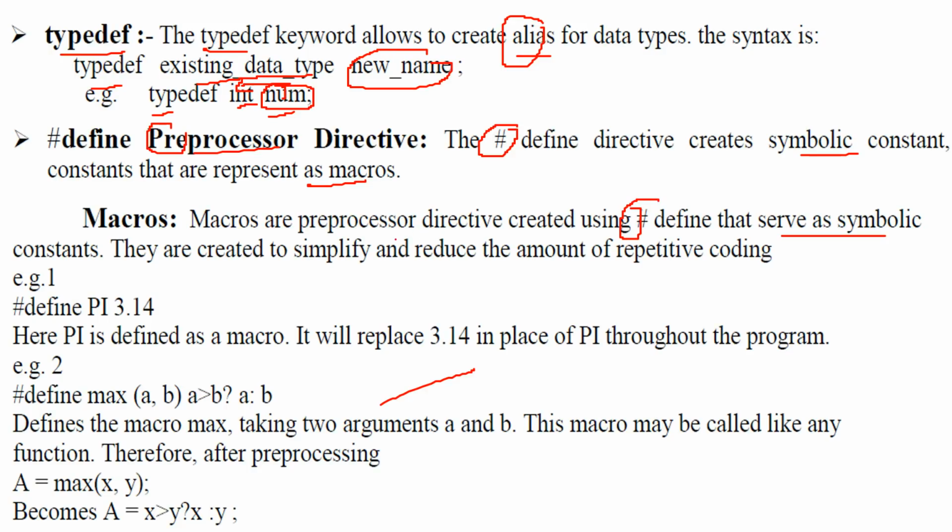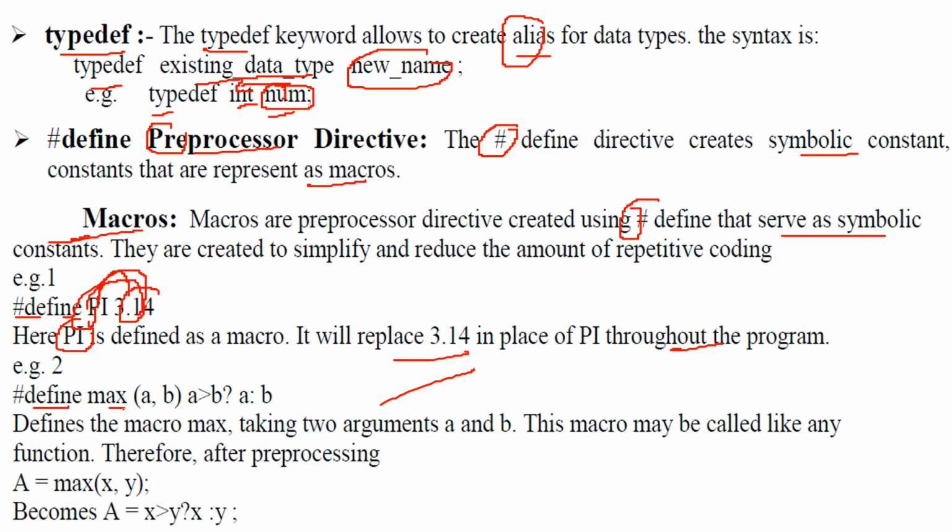The way you write functions is something like this, with some differences. The differences are in the way they are executed. There are various macros, not only those resembling functions, but also, say, hash define PI 3.14. So PI is a macro, and it will replace 3.14 throughout the program. Wherever it finds PI, capital PI, it will replace it with 3.14.